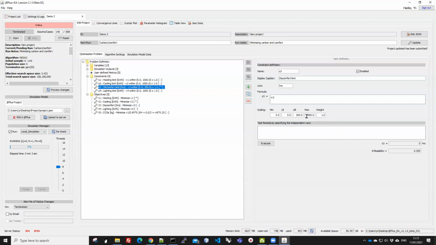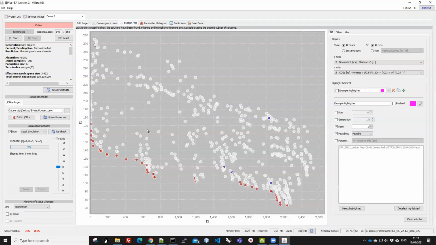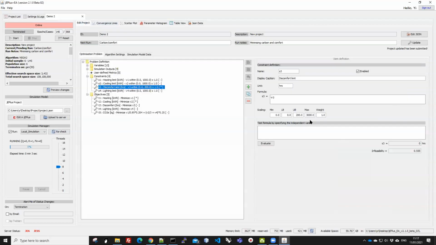You just need this value to cover the full range of the possible outcome. So for discomfort, it's going up to something like 2600. So we put 3000 there, that will be enough. But the important value here is actually 200. That would mean anything between 0 and 200 will be accepted as a good result. So that's your constraint.